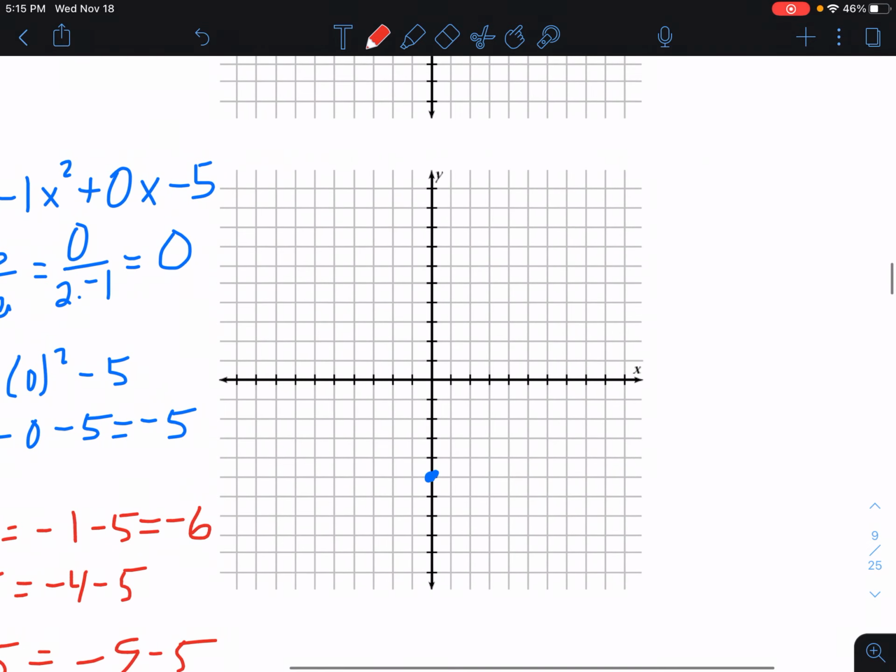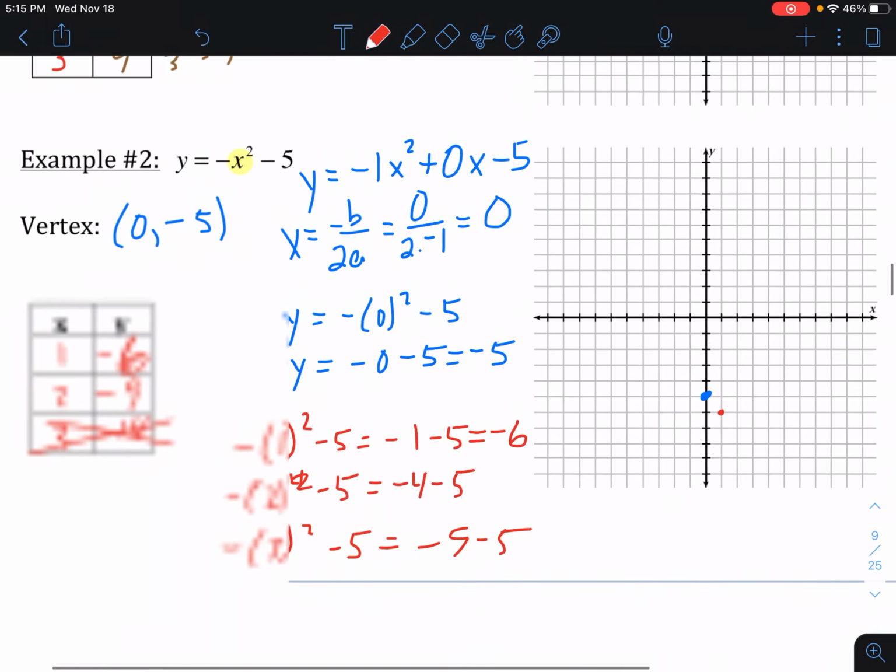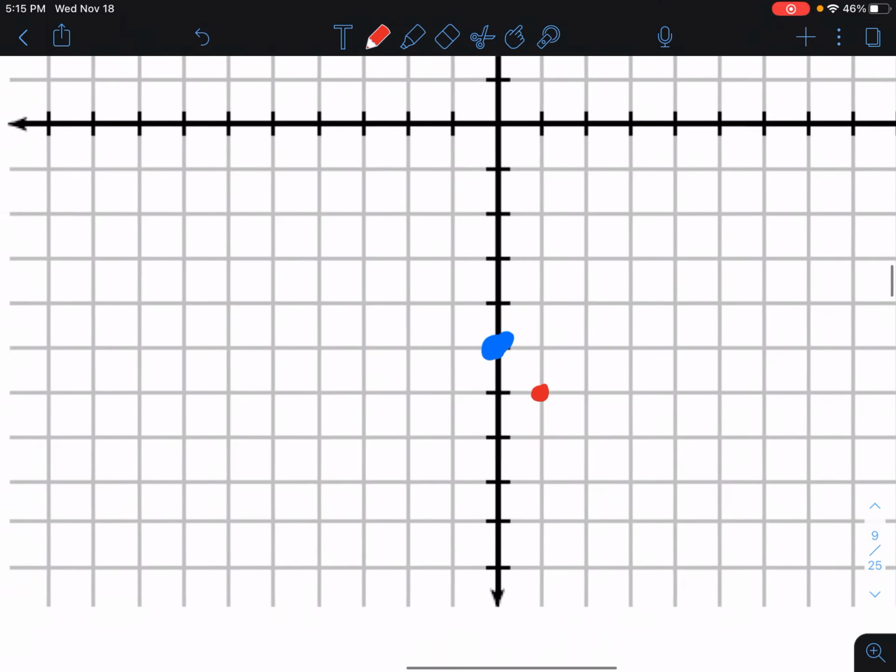1, negative 6. And we have 2, negative 9. So that forms the right side of the parabola. So now I'm going to get points on the other side of the axis. 1 and 1, 2. And then you're done.